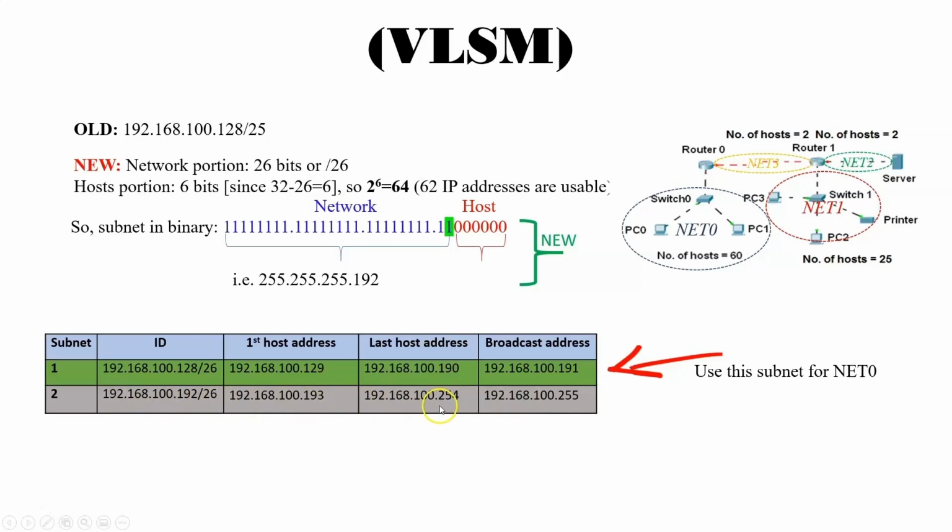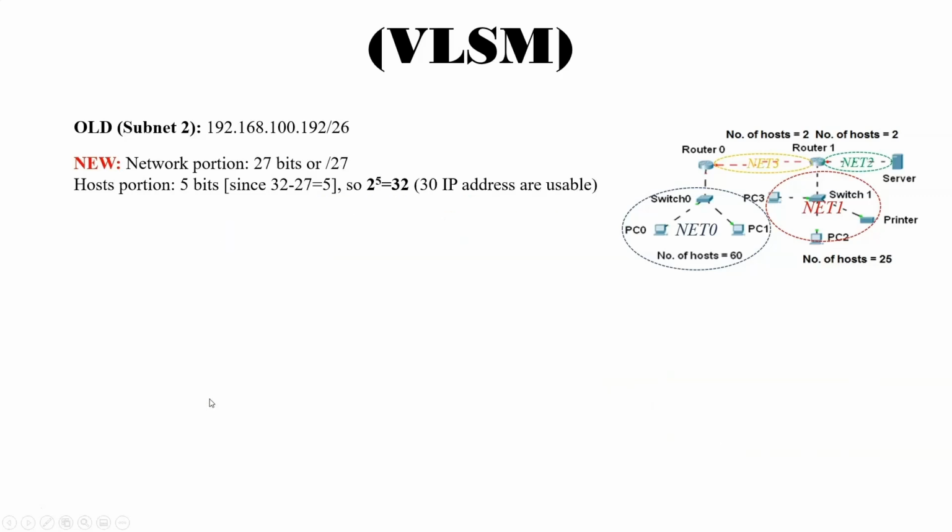That's too much. So I'm going to further subnet this particular network so that I can create a smaller network. I'm going to create a subnet from this given subnet, 192.168.100.192/26. I'm going to create a further subnet from it.